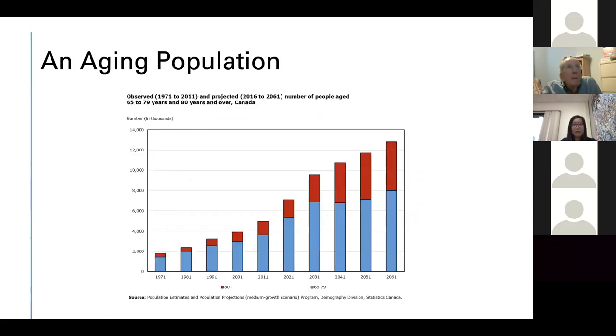I don't think it's a surprise to anyone that our population is aging. By 2030, approximately 1 in 4 individuals will be above the age of 65. And actually the largest growing segment are those who are above the age of 80, as depicted in the red. So certainly their prevalence is increasing.